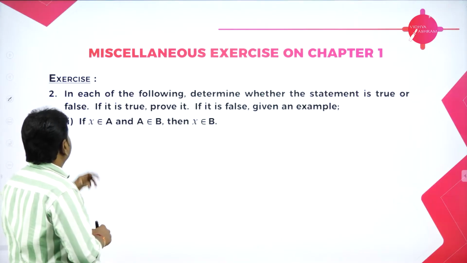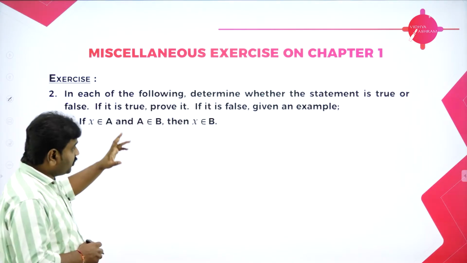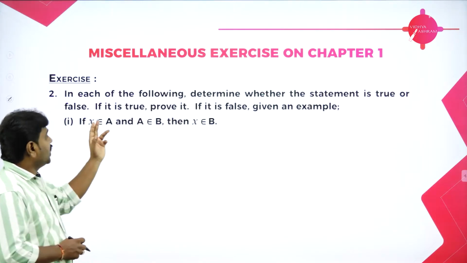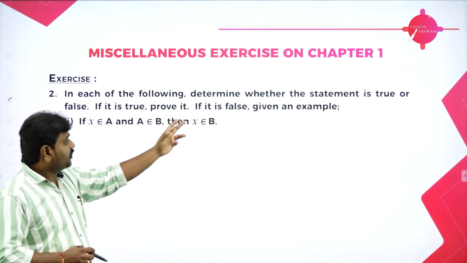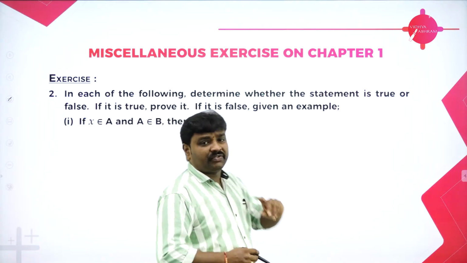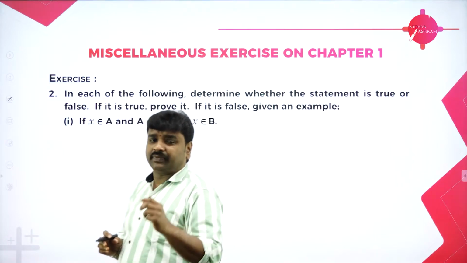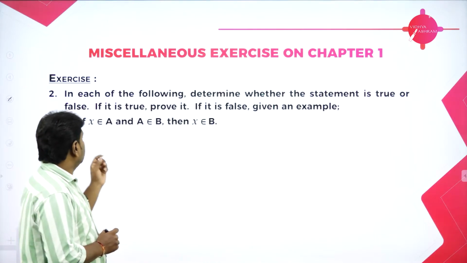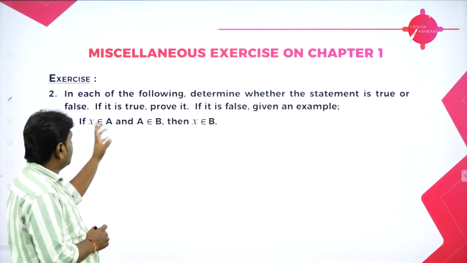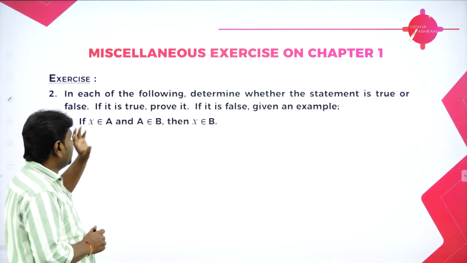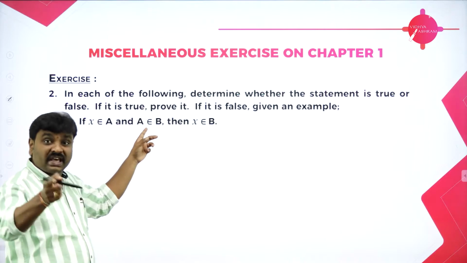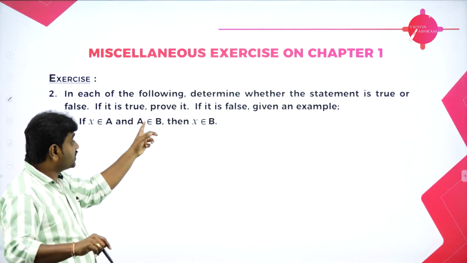Next. In each of the following, determine whether the statement is true or false. If it is true, prove it. If it is false, give an example for it and justify. See, we read this as X belongs to A, means X is an element in A. A belongs to B means A is an element in B. Please understand. A is an element in B.